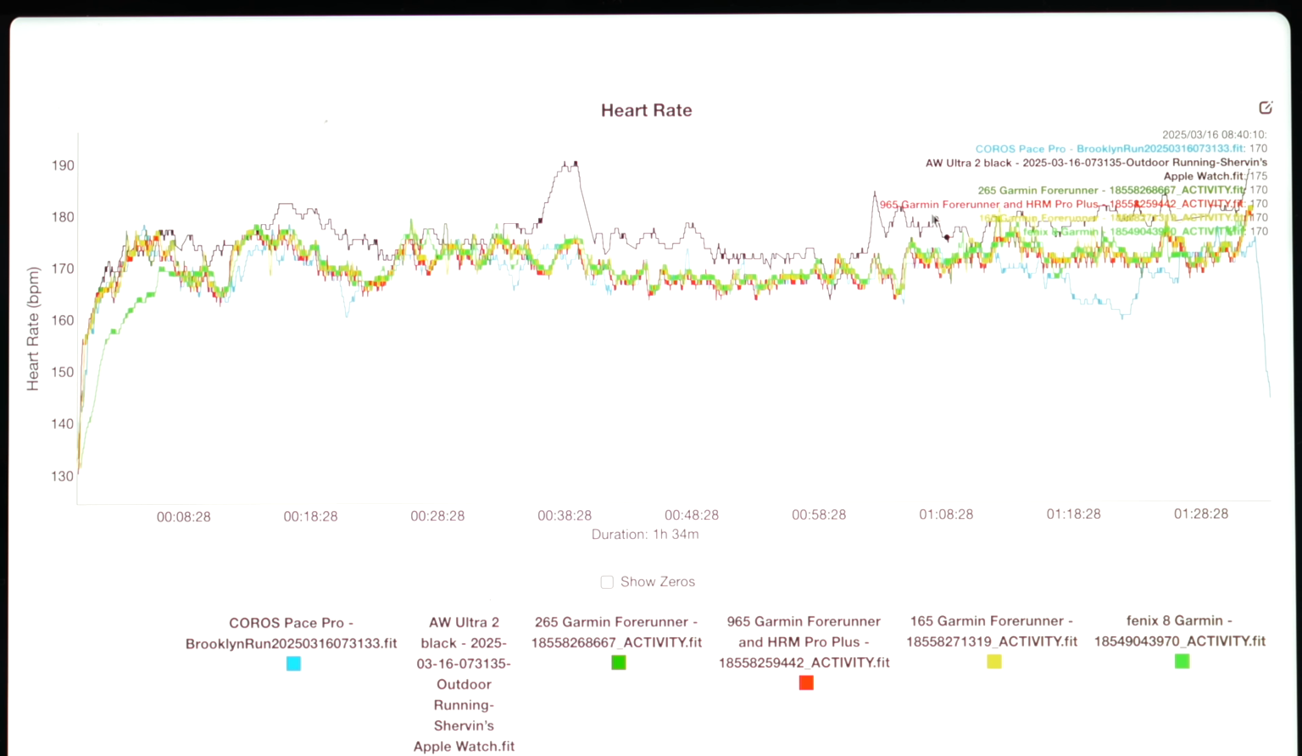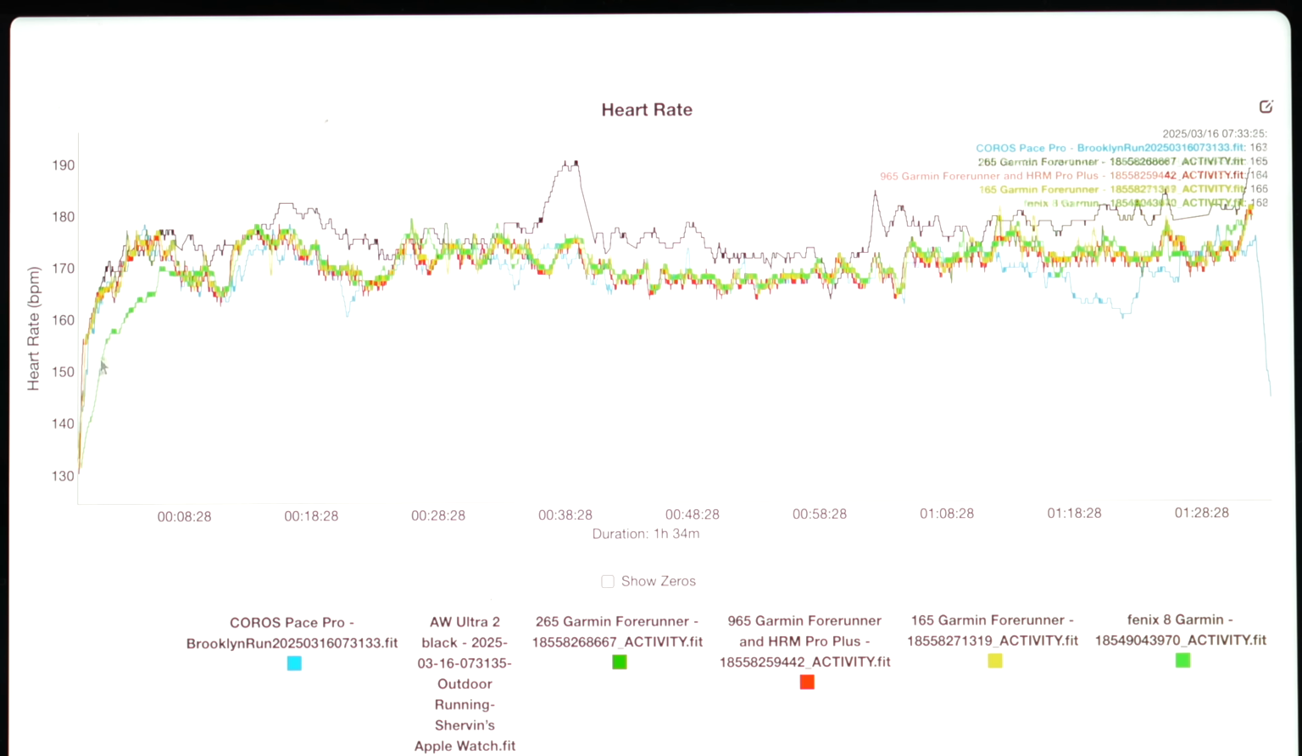So the Garmin Forerunner 965 was connected to the HRM Pro Plus. That is a chest heart rate strap, so that will supposedly have the most accurate heart rate data. So the red is most accurate. Black is the Apple Watch Ultra 2. And the dark green are the Forerunners, 265 and 165, which are on my forearms. The bright green is the Fenix 8. And then the blue is the COROS Pace Pro with the heart rate band on my bicep.